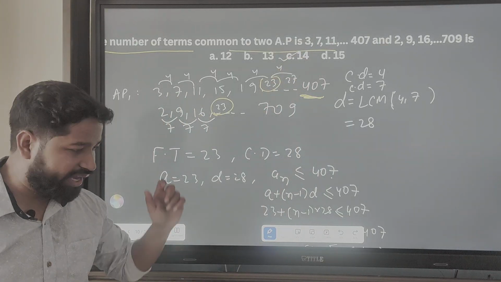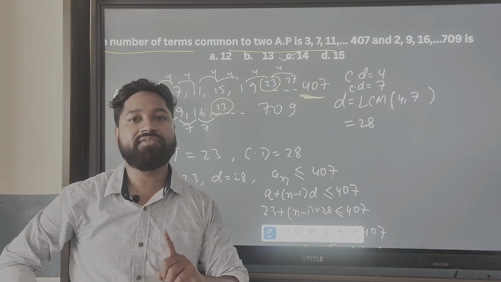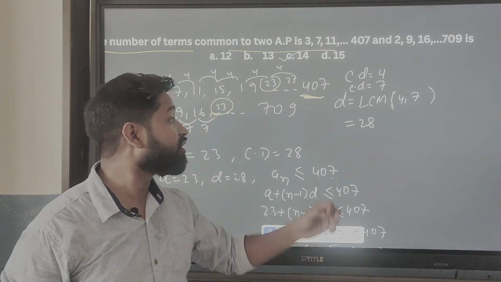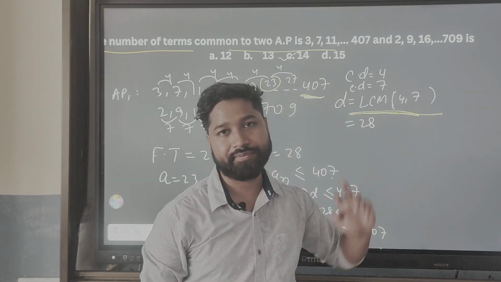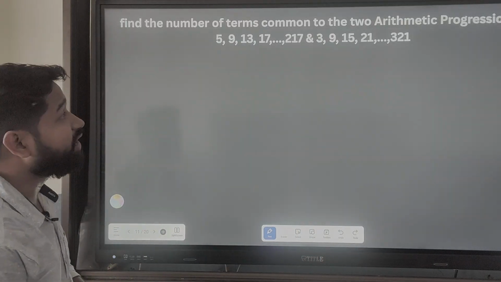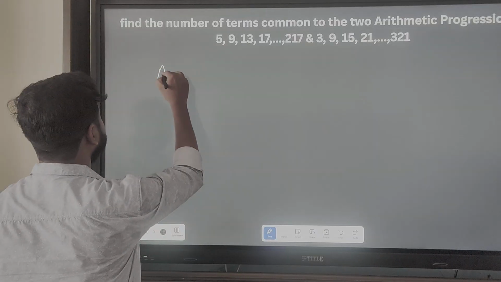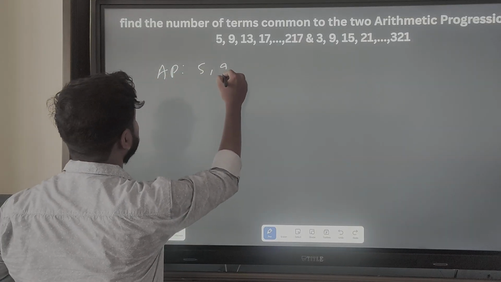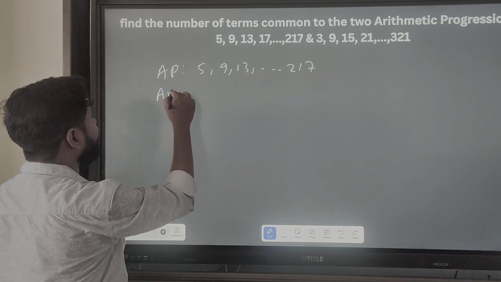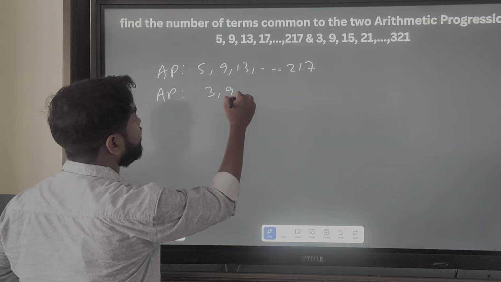You're getting it, students? What we are doing here, we need to find the first common term, and the common difference will be the LCM. You'll see the same kind of question. They have given two different APs, this is AP1, this one is AP2. That's 5, 9, 13, up to 217. The second AP we have is 3, 9, 15.